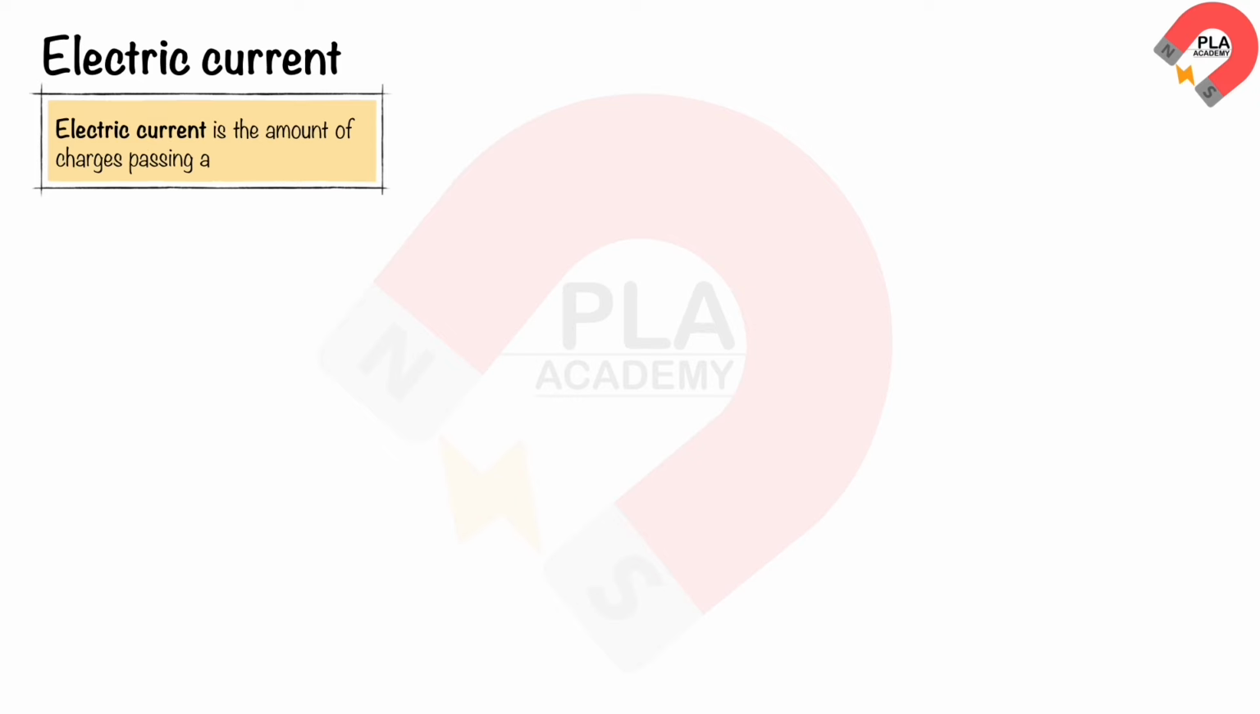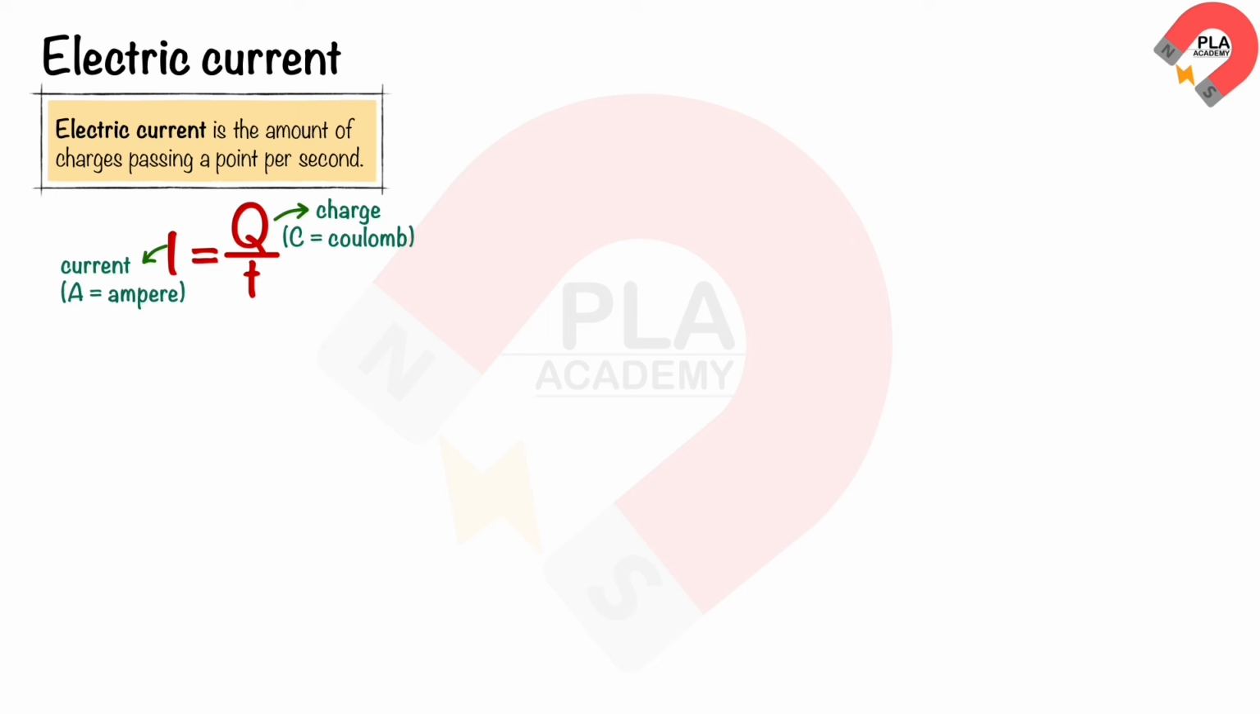Electric current. The electric current is related to the flow of charge. So the definition of electric current is the amount of charges passing a point per second. We can rewrite the equation as I equals Q over T, where I is the current in ampere, Q is the amount of charge in coulomb, T is the time in second. So, 1 ampere is 1 coulomb per second.